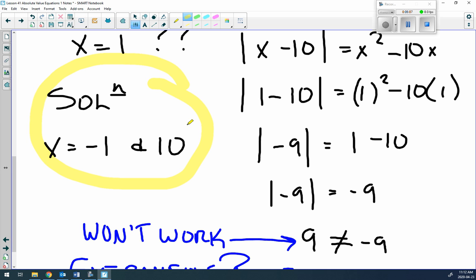So the math is pretty straightforward. Make one positive, put brackets around it, make it negative, and solve it. But you have to remember, when you get to the final answer, check to see if they are solutions or if they are extraneous roots.